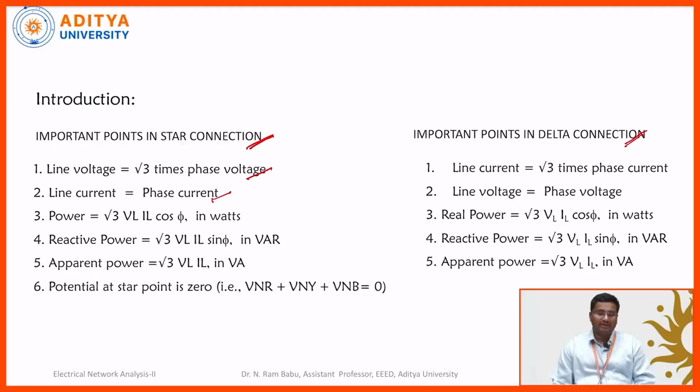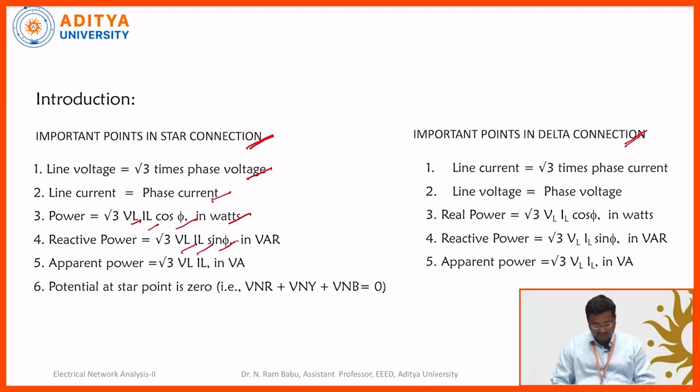Coming to the power, it is equal to root 3 times VL IL cos phi. That means VL is line voltage, IL is line current, and cos phi is the power factor. Reactive power is root 3 times VL IL sin phi, where again VL is line voltage, IL is line current, and phi is the phase angle difference. And the apparent power is equal to root 3 times VL IL.